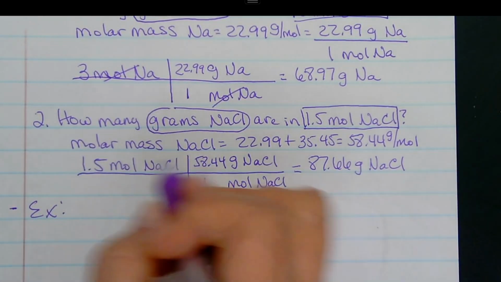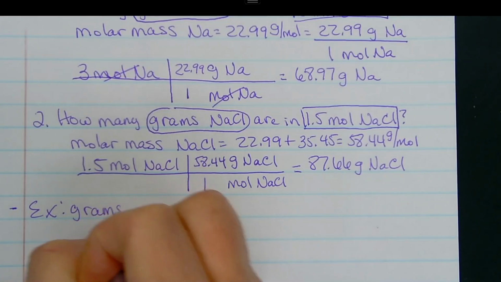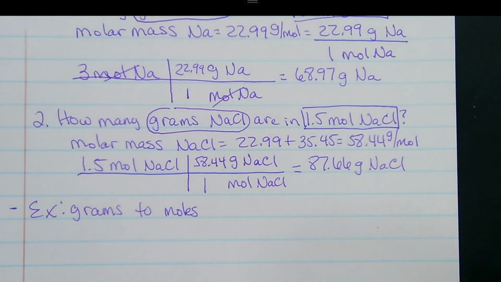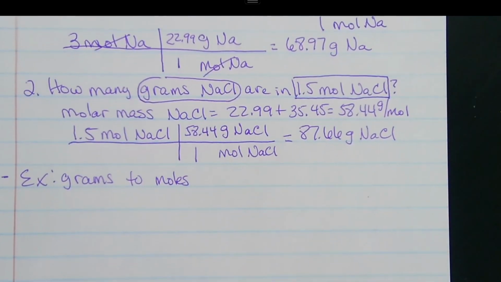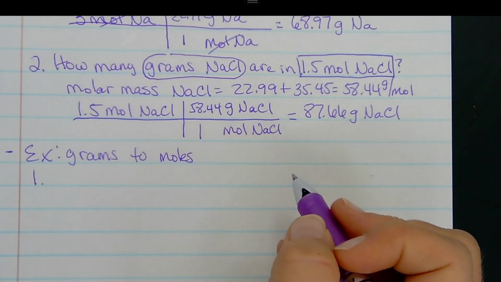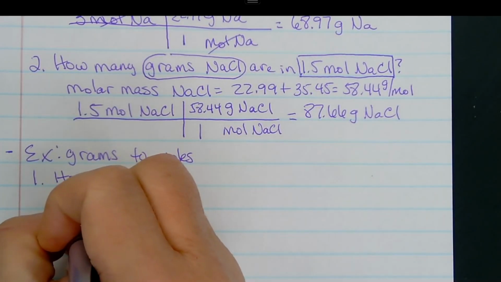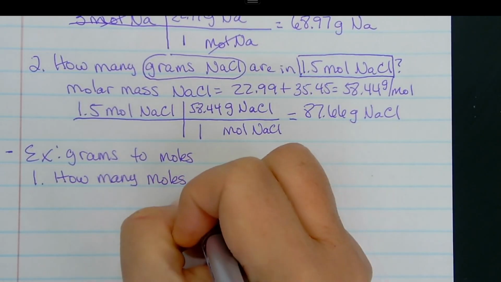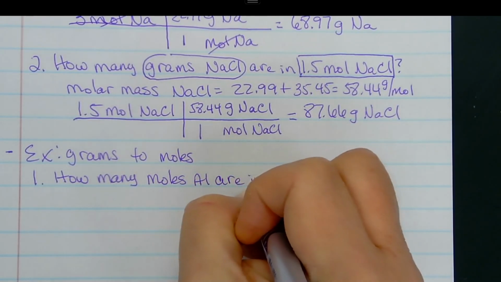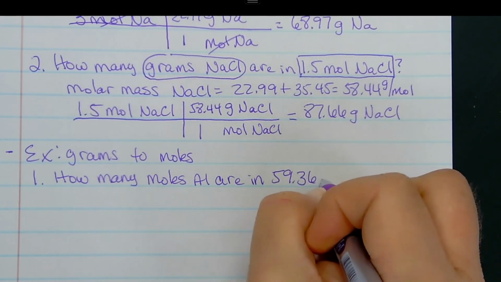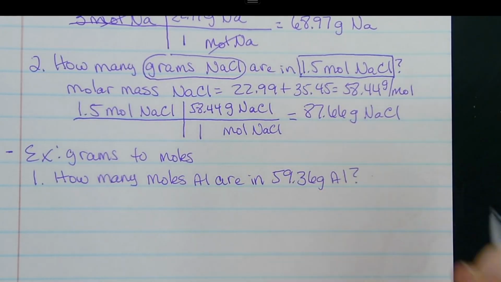All right, let's take it the other way now. Example, let's go from grams to moles. Let's go the other way and see what happens. So you might have a question that says, how many moles of aluminum are in 59.36 grams of aluminum? So sometimes you might have this many grams. What can I do with it?